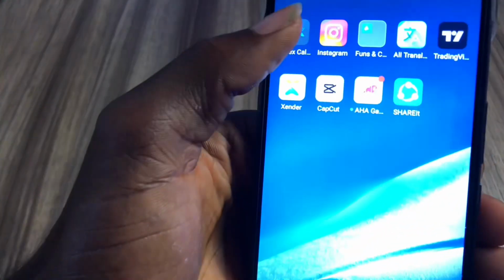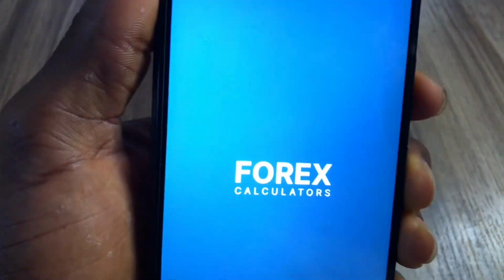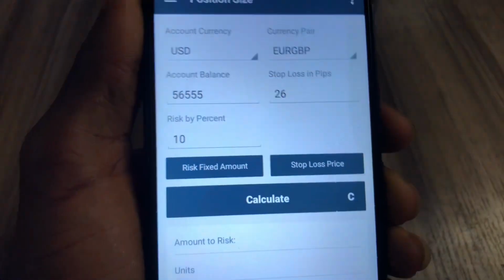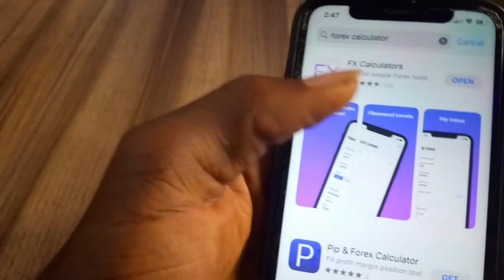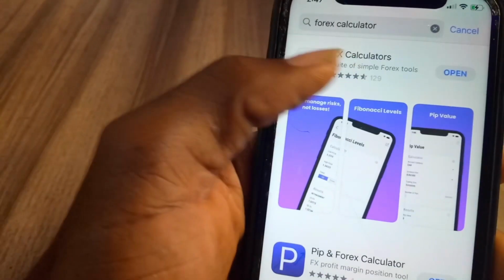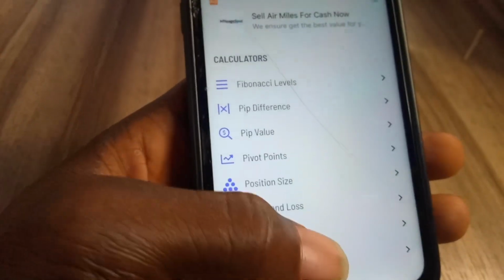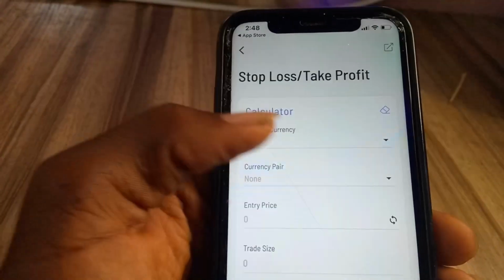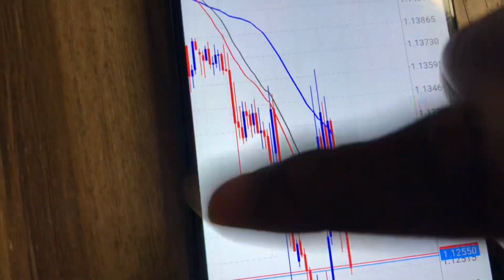If you guys want to get that, make sure you check this app out: Forex calculators. It gives you good risk management that you can use for your account. If you're using iOS, you can go to the App Store and search for Forex calculators. Go ahead and download it. Tap into the part that says stop loss and take profit, and there you go. This app will give you the stop loss and take profit depending on the amount you want to risk in the market. So that's it for this video.